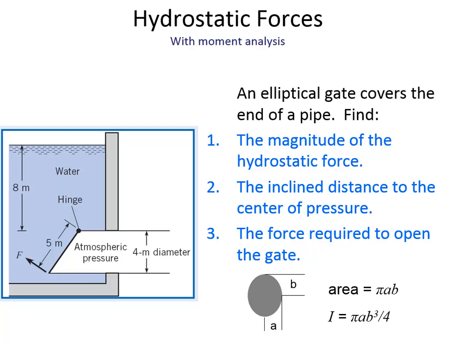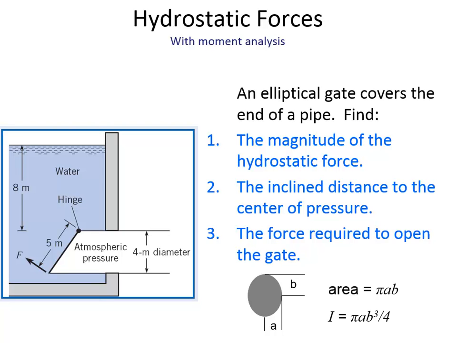The YCP is y bar plus I divided by y bar A. And the area moment of inertia for an ellipse is pi AB cubed divided by 4. So that's pi times 2 meters times 2.5 meters cubed divided by 4. The area moment of inertia is 24.544 meters to the fourth.